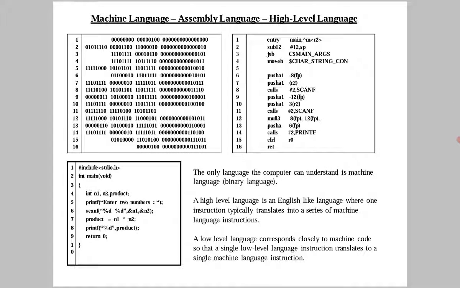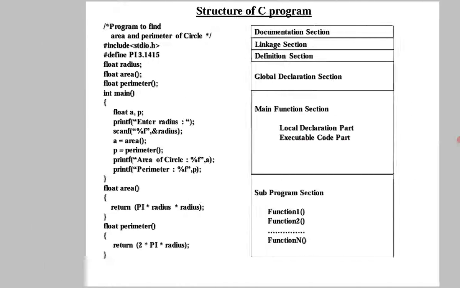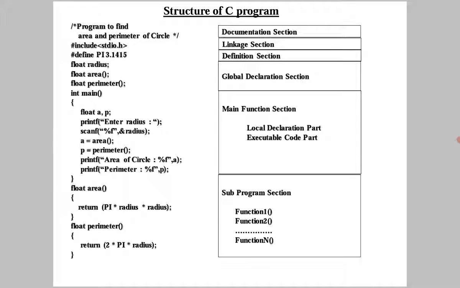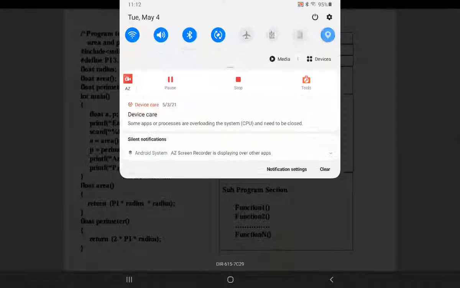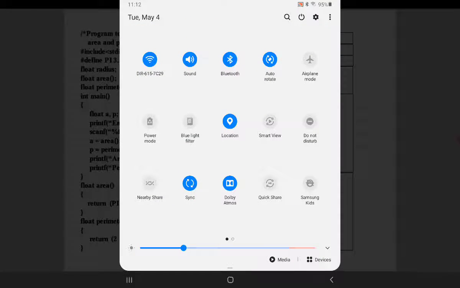Machine language, assembly language, high level languages. These are the three different types of languages. About computer programming languages, we already discussed in semester 1. So in this slide we start with the structure of a C program.